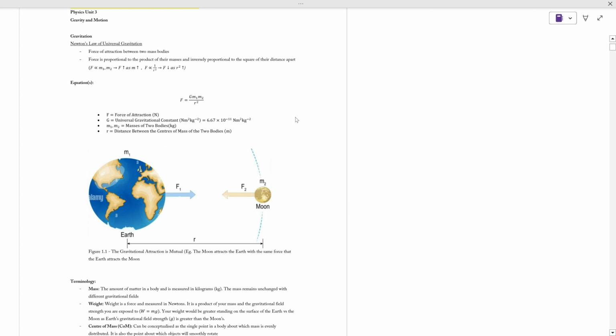Looking at Newton's law of universal gravitation, this is basically the force of attraction between any two mass bodies. So the force is proportional to the product of their masses and inversely proportional to the square of their distance apart. So in layman's terms, this is the equation here.